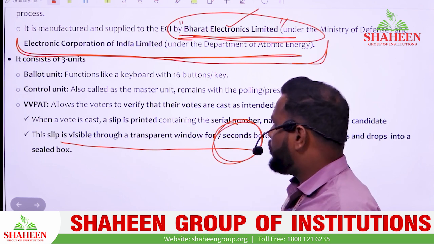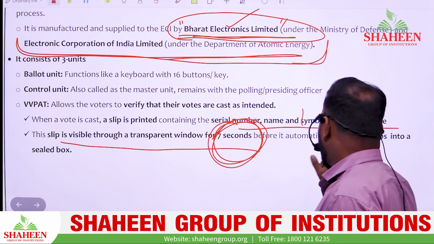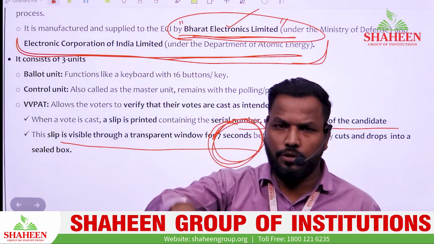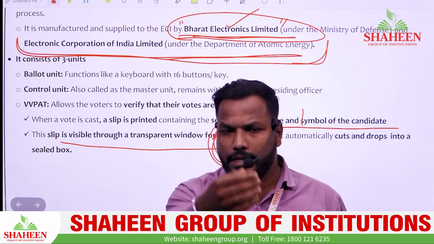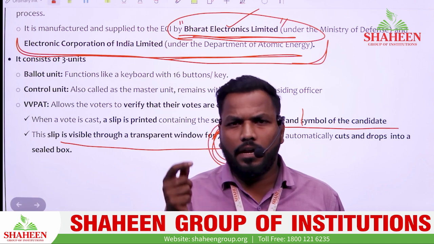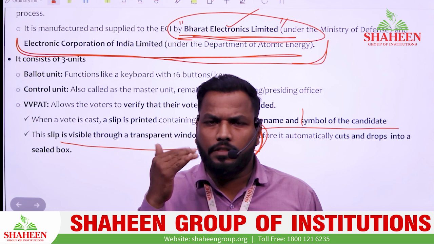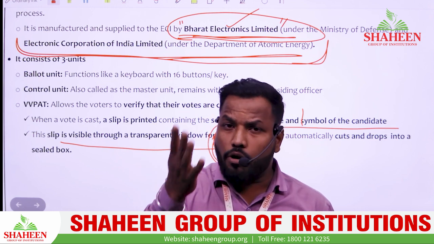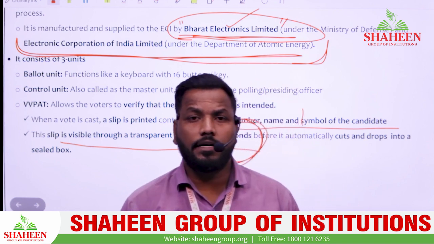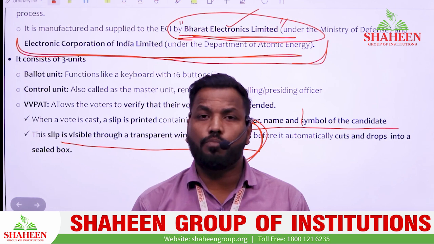This is also very important. This part and this part is very, very important. Before it automatically cuts and drops into a sealed box. As I told you, it drops into the same box and you cannot take that slip back. That is just a proof that the machine is working properly and no need to worry. The transparency and accountability work here. The VVPAT is a sign that transparency and accountability is our first priority.